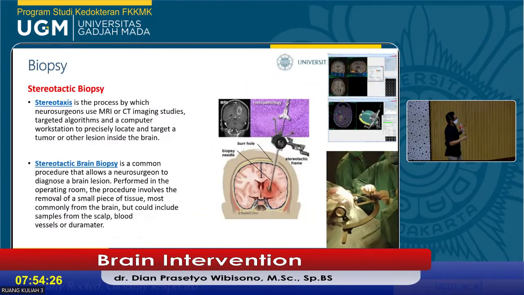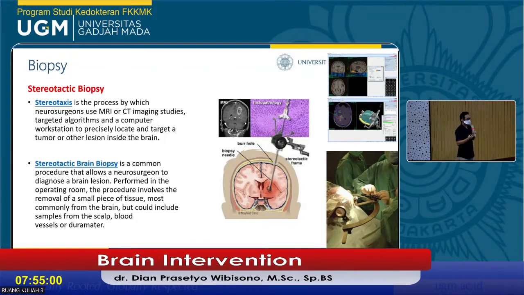Now let's step to the next intervention. This one is the biopsy. Biopsy is taking a sample of tissue. It could be brain tissue, it could be a lesion such as a tumor, or maybe dural tissue, to be examined in the pathology laboratory. That is called biopsy.